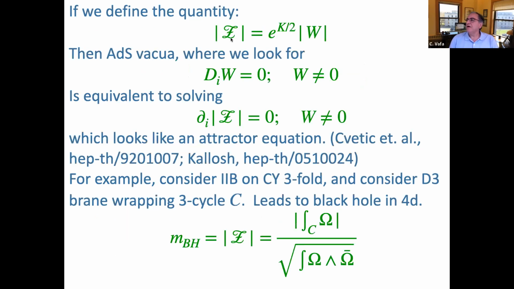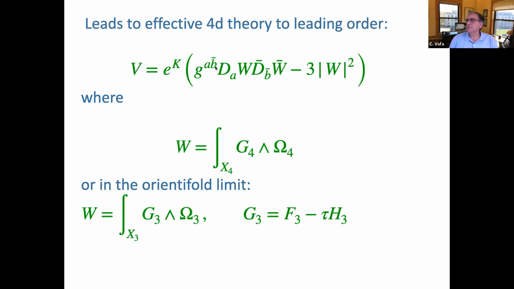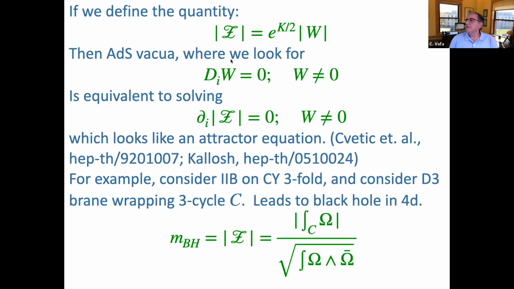If we define the quantity absolute value of Z, which is e to the K over 2 times W, where K is the corresponding Kähler potential, which gives you the Kähler metric in the N equals 1 effective theory. And if you look for AdS vacua, these are the situation where you're looking for DW is 0, but W is not 0.